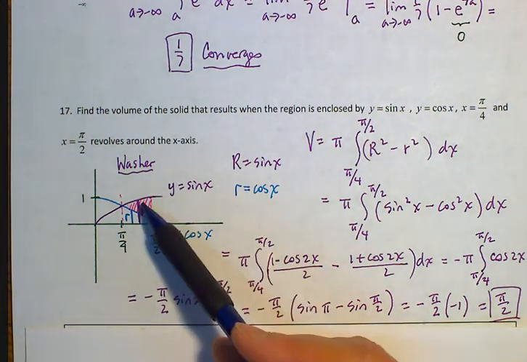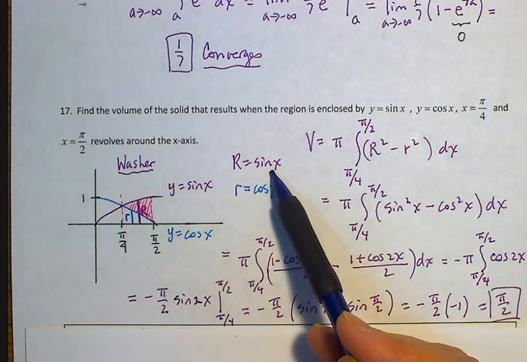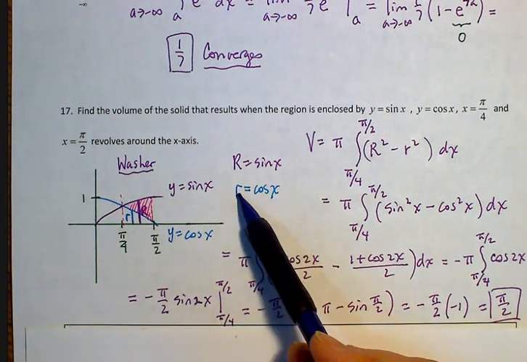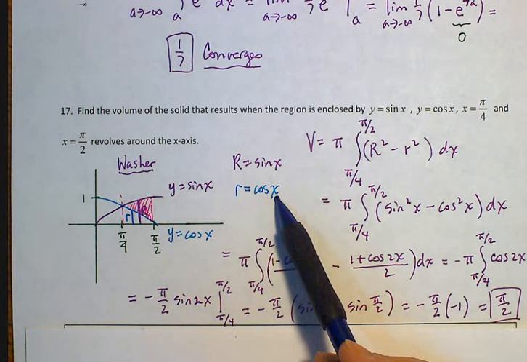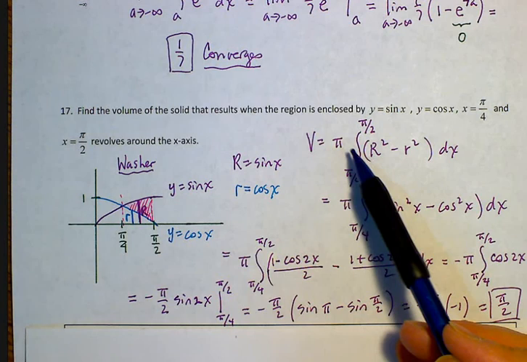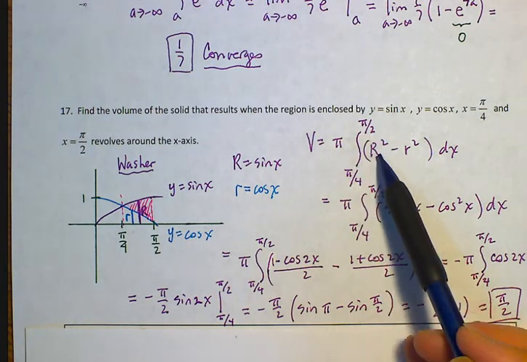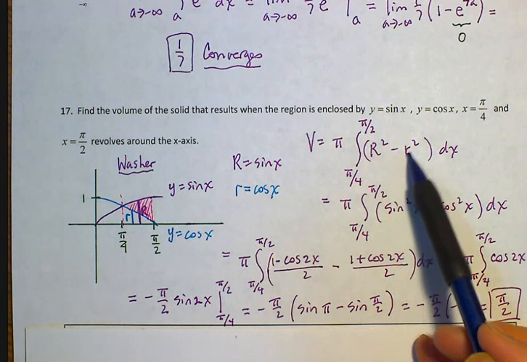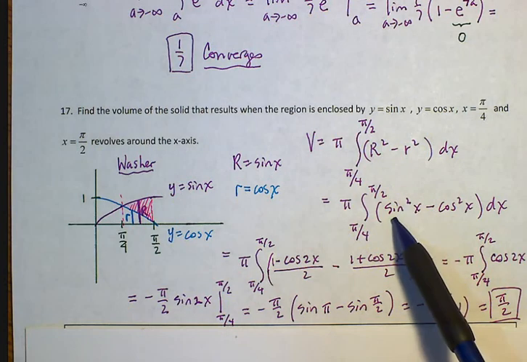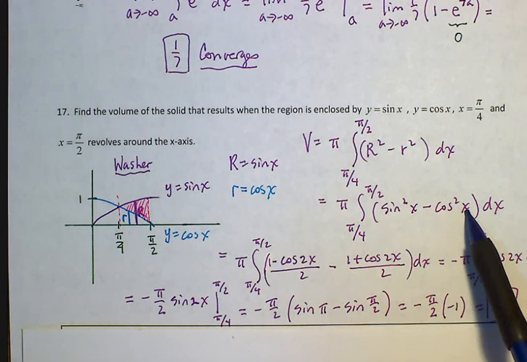I'm going to call from here to here my capital R, and that is my sine graph. And then from here to here, which is the hole, is small r, so that's the cosine graph. So I use my general formula: volume is equal to pi times the integral from pi over 4 to pi over 2 of capital R squared minus small r squared dx. And then I'm just going to substitute it back in. So you get sine squared x minus cosine squared x dx.